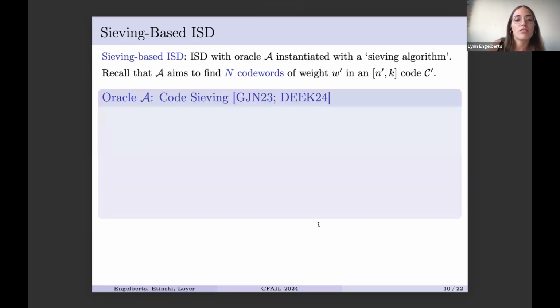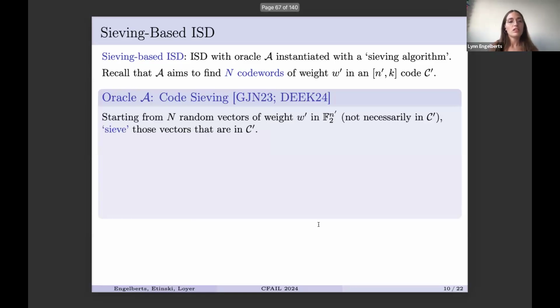Now, the algorithm for code sieving works as follows. We start from capital N random vectors of weight W prime in our space. So these vectors do not necessarily need to be in C prime, but we'll slowly sift those vectors that are in C prime. And this sieve will be done iteratively. And in particular, the code words in C prime have to satisfy N prime minus K equations or code constraints. And what we will do, we will slowly add one equation at a time.